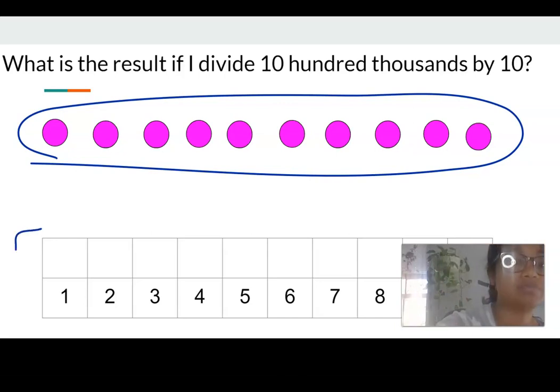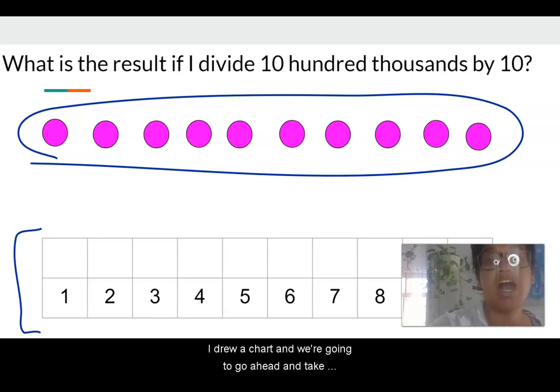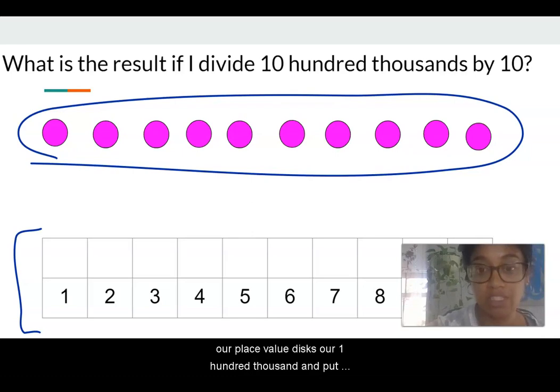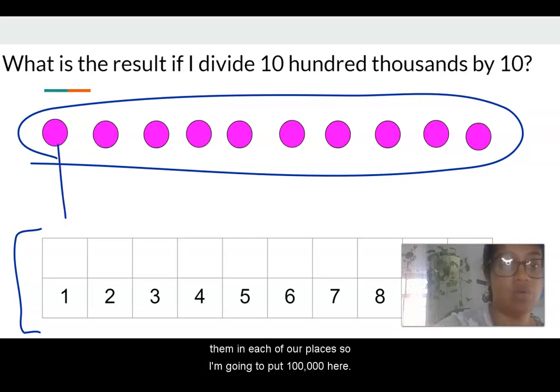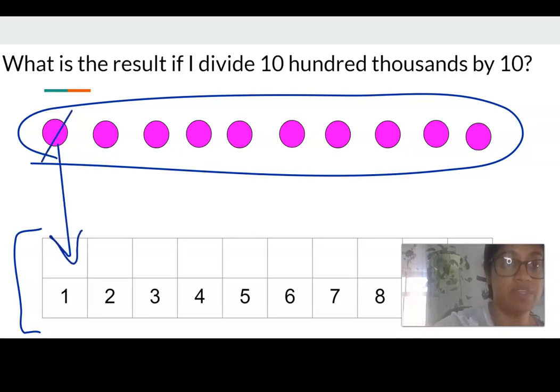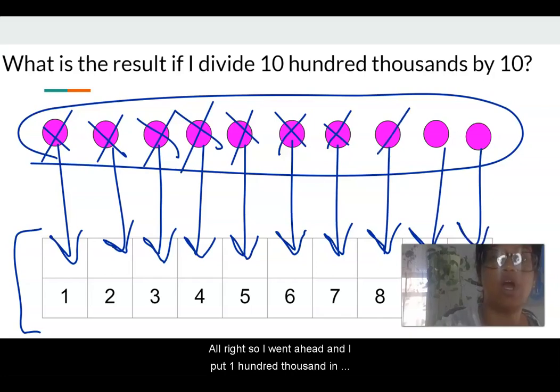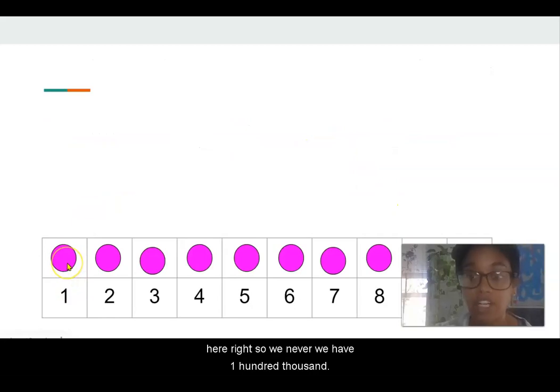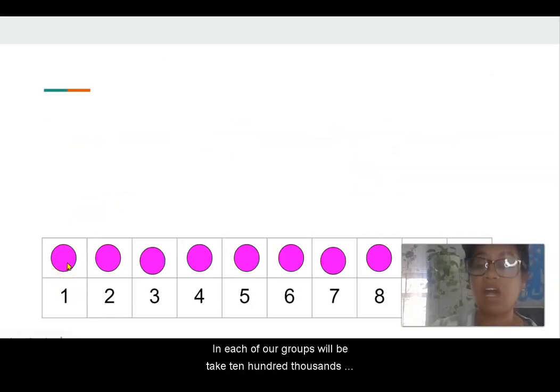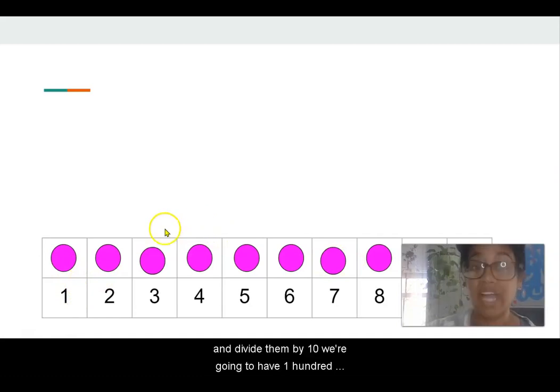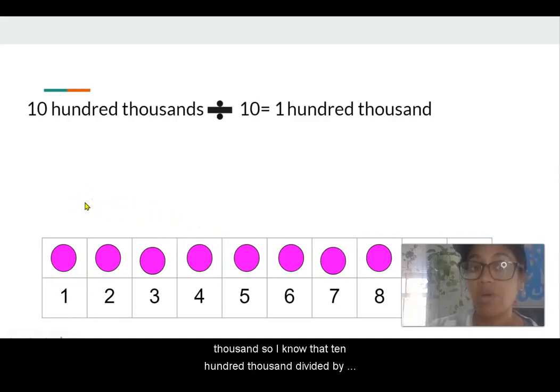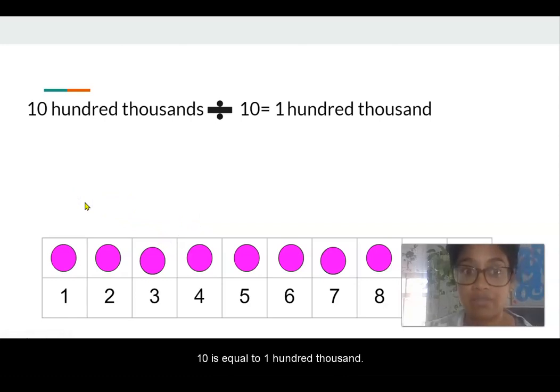Over here, I drew a chart. We're going to take our place value disks, our 100,000, and put them in each of our places. So I'm going to put 100,000 here. I put 100,000 in each of my 10 groups. So we have 100,000 in each of our groups. If we take 10 100,000 and divide them by 10, we're going to have 100,000. So I know that 10 100,000s divided by 10 is equal to 100,000.